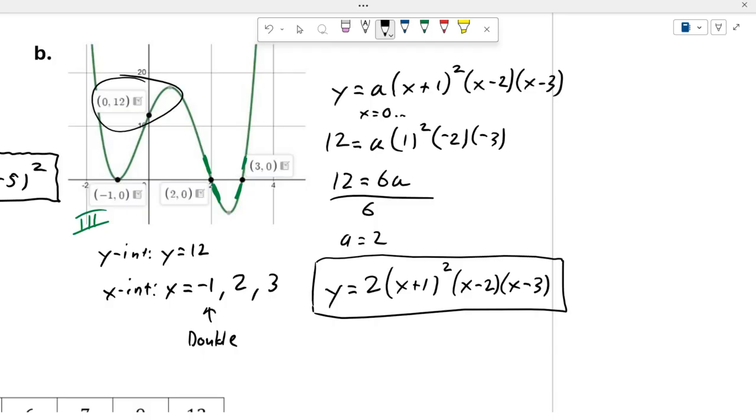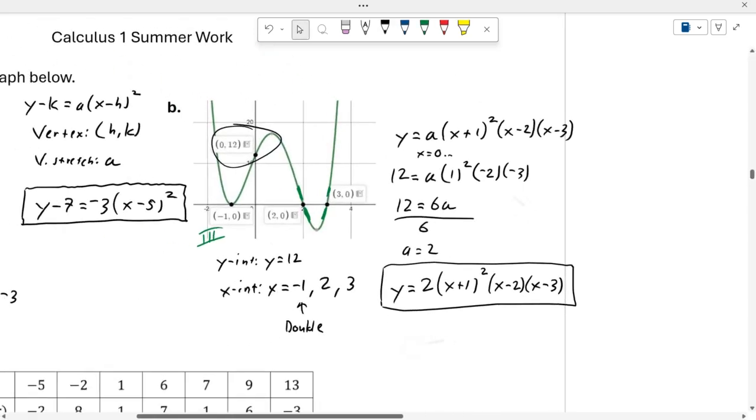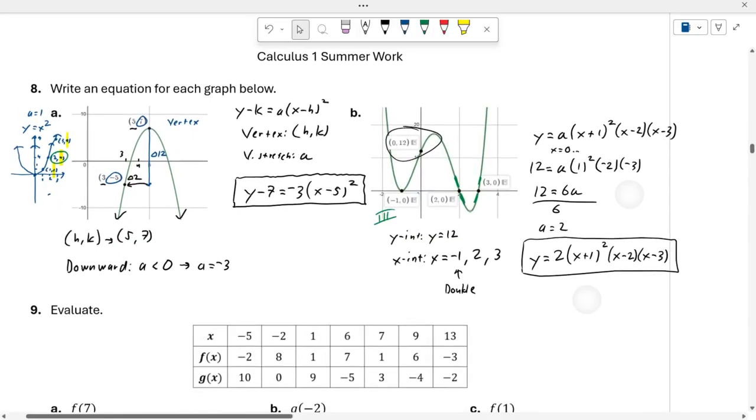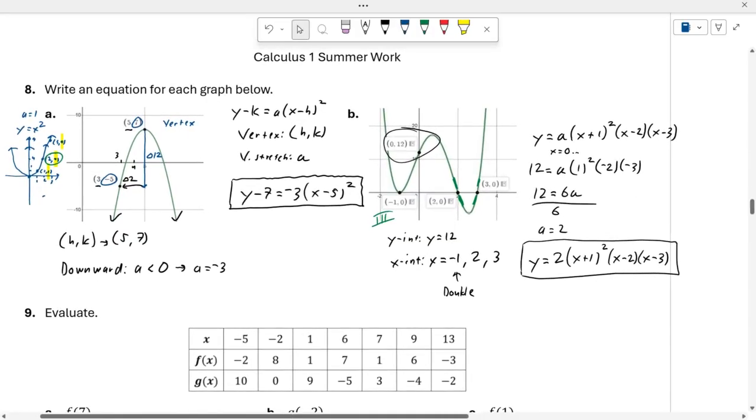So again, even if you have limited experience with quartic functions and graphs that look like this, they give you all the information you need. You just have to understand, well, if they give you the x-intercepts, how is that useful? If they give you the y-intercept, how is that useful? And how can I apply that? And so it's a good question to see what your understanding is of the relationship between graphs and equations. So that is question number 8.